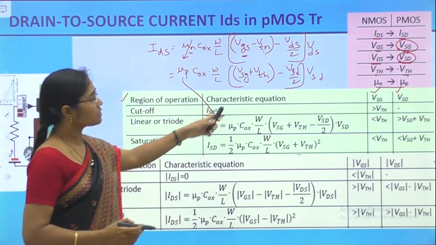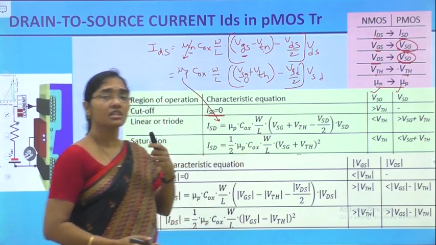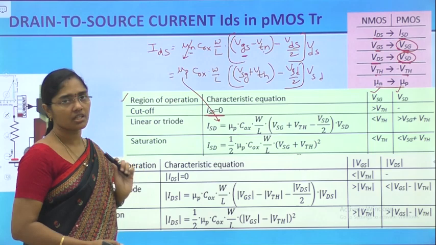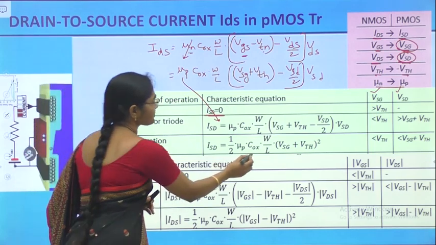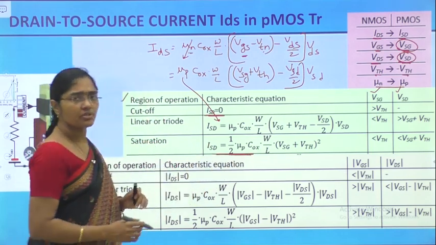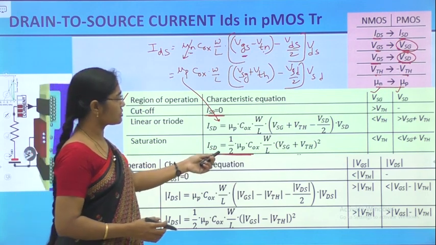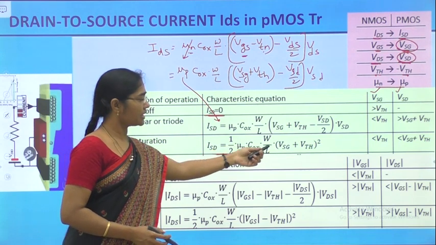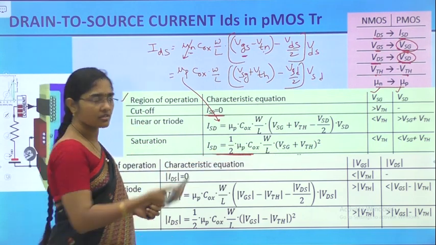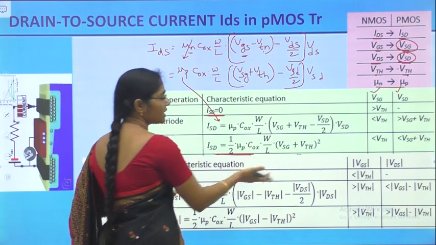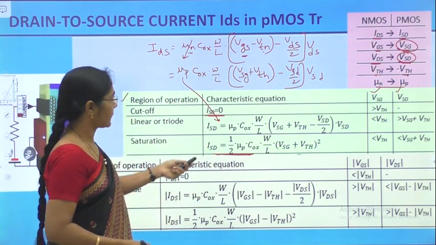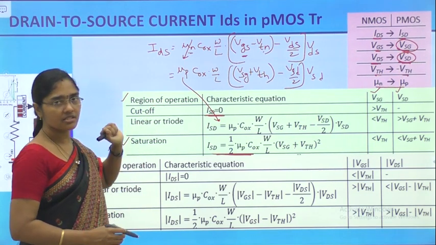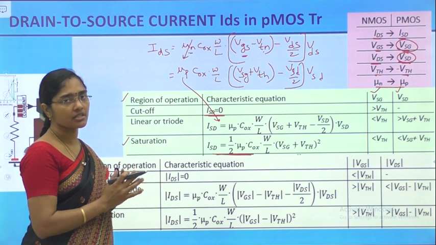So like this, by substituting these parameters in the nMOS transistor equations, you can directly write the PMOS transistor current equations. Similarly, the saturation region PMOS transistor equation also follows. That equation is half mu P COX W by L into VSG plus VTH whole square. There we had a minus, but here it is plus because VTH is negative. So these are the current equations for the PMOS transistor if we directly apply the polarities.